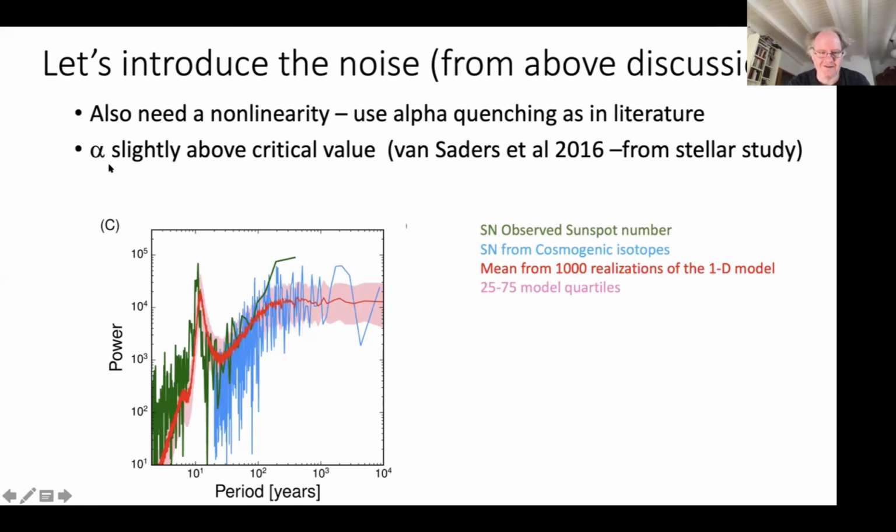If you put in the alpha slightly above the critical value, with some type of nonlinearity, and it turns out we're completely insensitive to nonlinearity, then you find the red curve is the mean from 1,000 realizations, and the pink is what you get from the 25 to 75% model quartiles. So you find a quarter of the time it's outside of the pink, or half the time it's outside the pink. So the statistics of the green and the blue curves is actually quite good. The model doesn't work particularly well on the short terms where there's more noise than this model gets you.